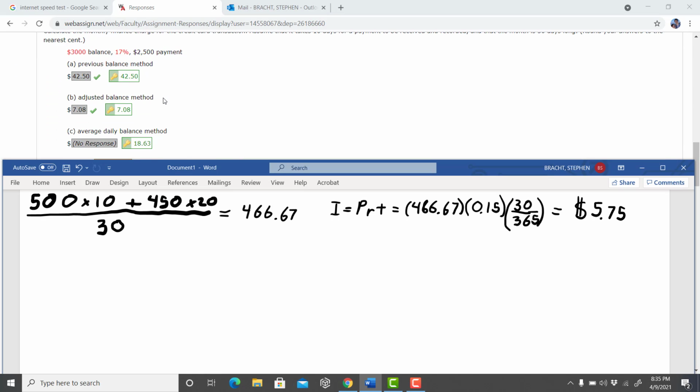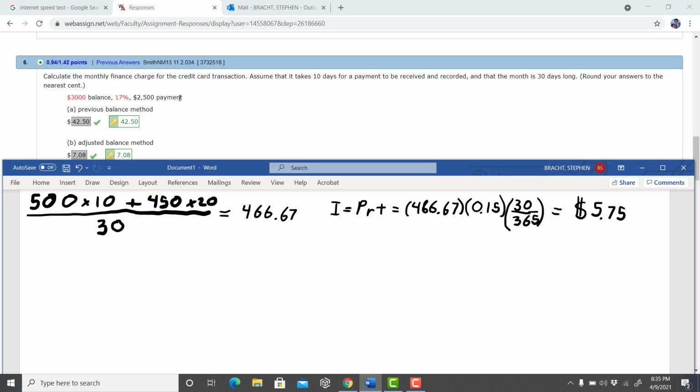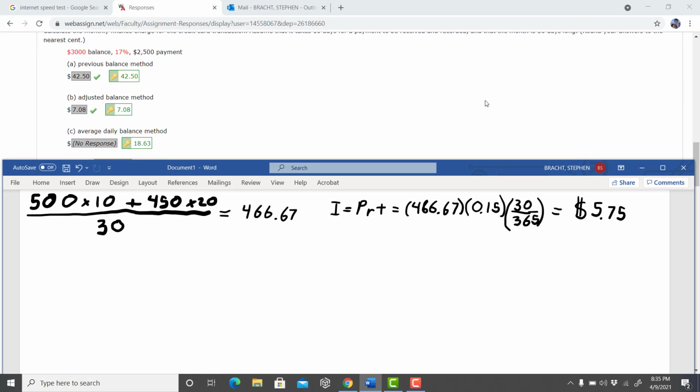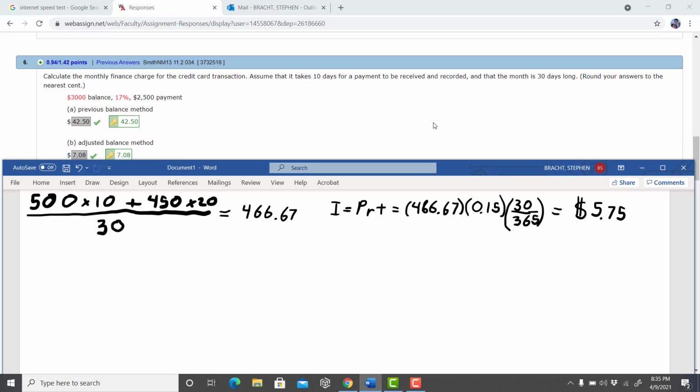Okay. Problem 6, C, again, exactly the same, right? This time we're starting with a $3,000 balance, right? And then after 10 days, a $2,500 payment is made, right? So that reduces the balance down to $500. So a $3,000 balance for 10 days, and then a $500 balance for 20 days. And we just apply the exact same method that I did in problem 4. Okay.